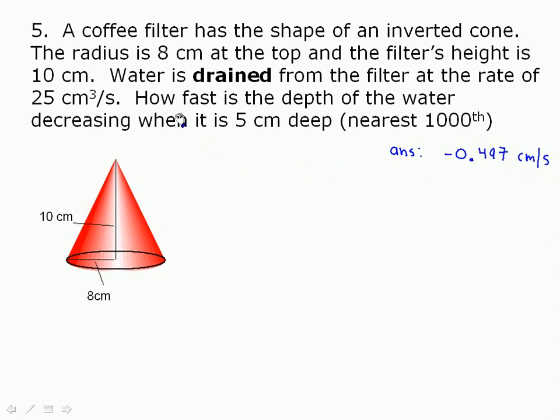And the other thing that we want to be aware of is that water is drained from this filter at this rate. So dV/dt, the volume is decreasing, and that would be negative 25. So don't forget the sign. But the rest of it works just like the earlier question did. So if you run into problems with that, please contact me and I'll see what I can do. And then I'm going to move on to the next question, the shadow problem.